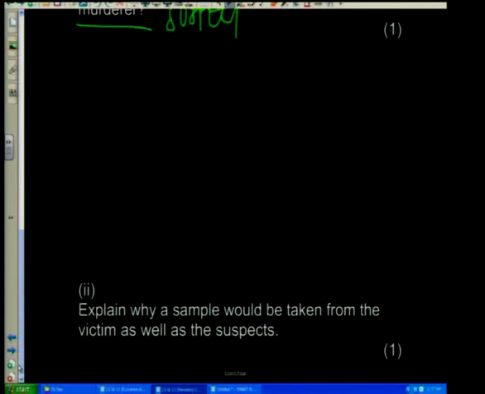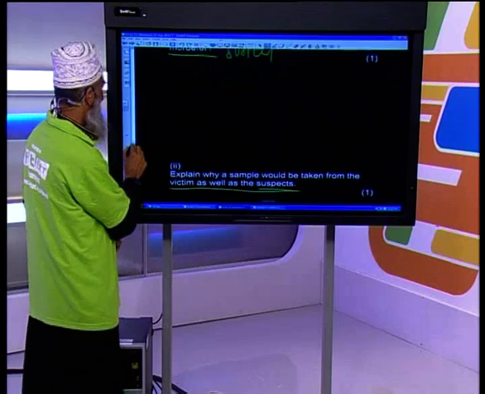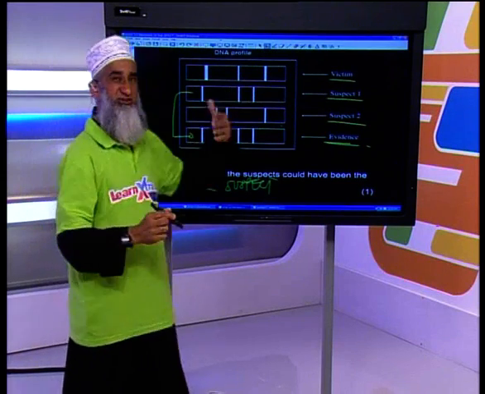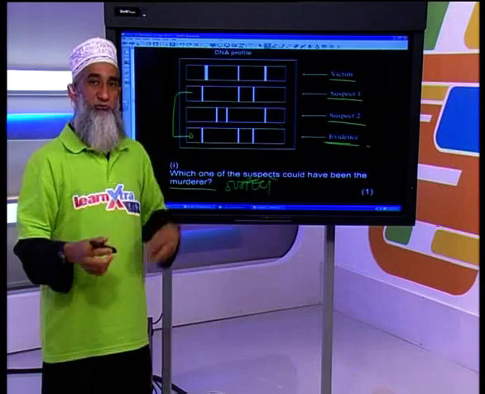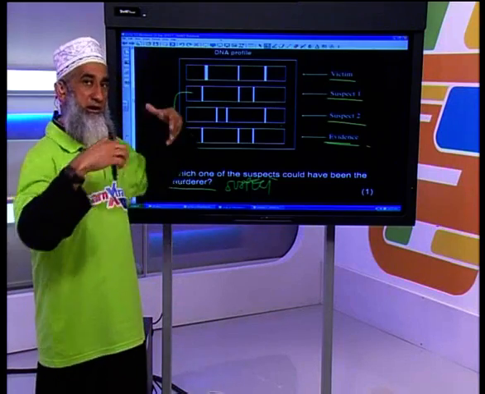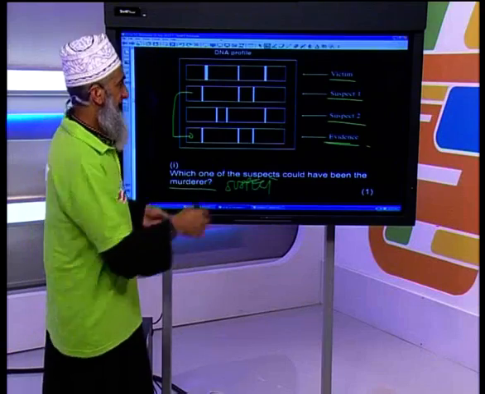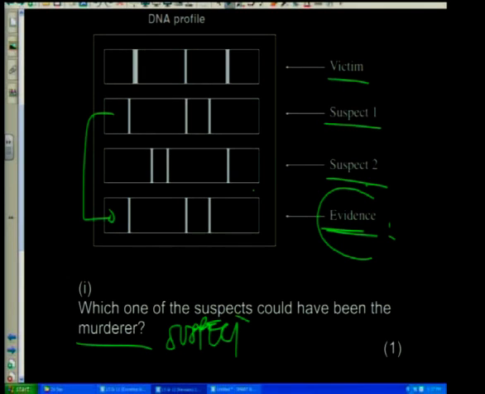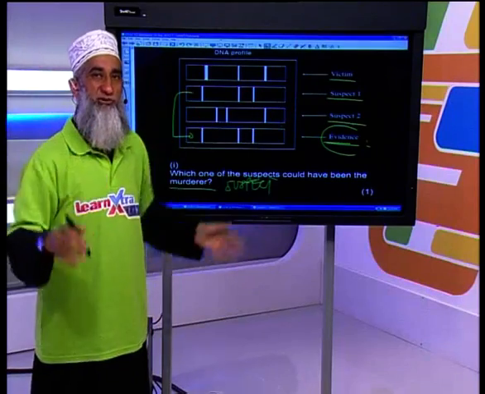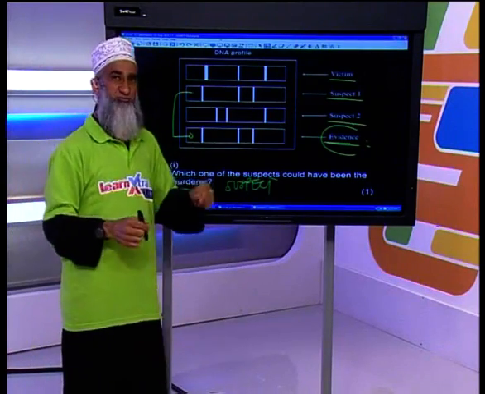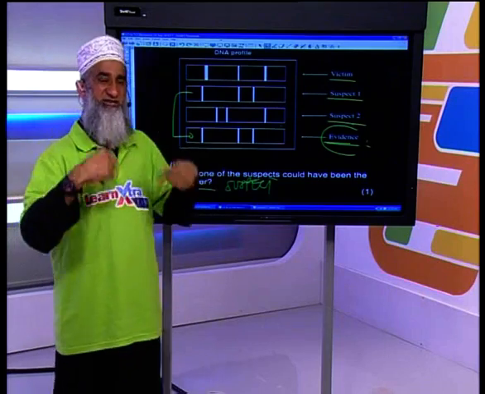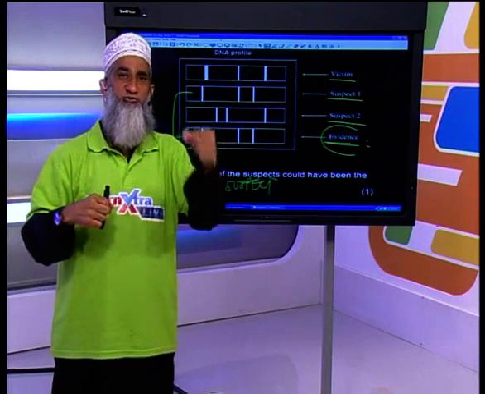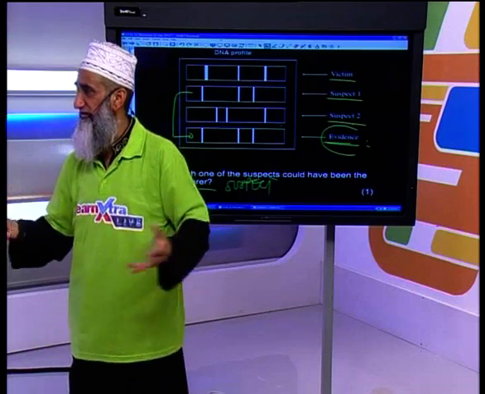Explain why a sample would be taken from the victim as well as the suspects. Why do we need a sample from the victim? If this victim was dead, for example, and we did not take a sample from her body or his body, then we bury this victim, or we cremate the victim, or whatever we do with it. Now we're sitting with this evidence. What if the evidence we're sitting with belonged to the victim? We'll be searching for somebody that's gone.